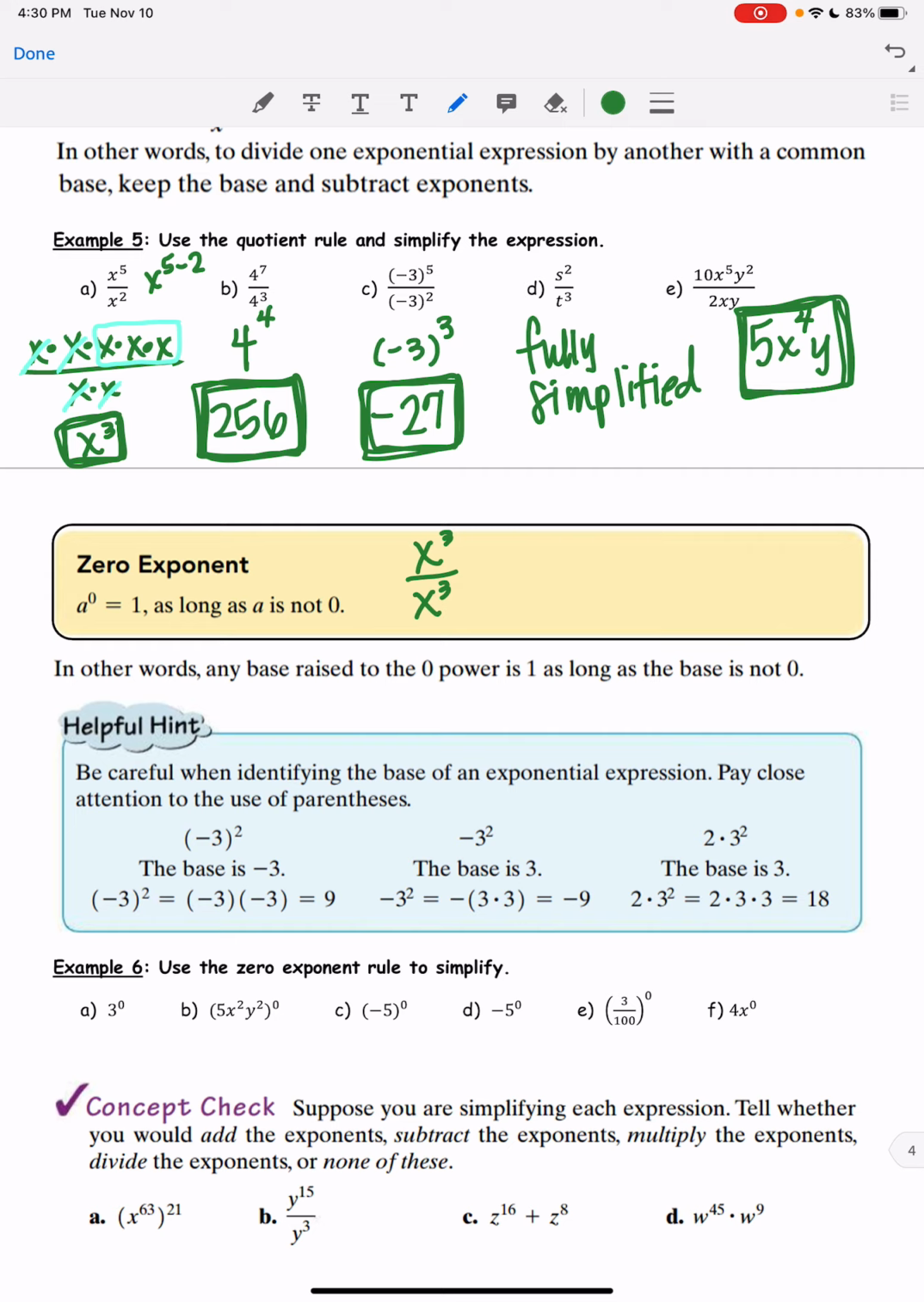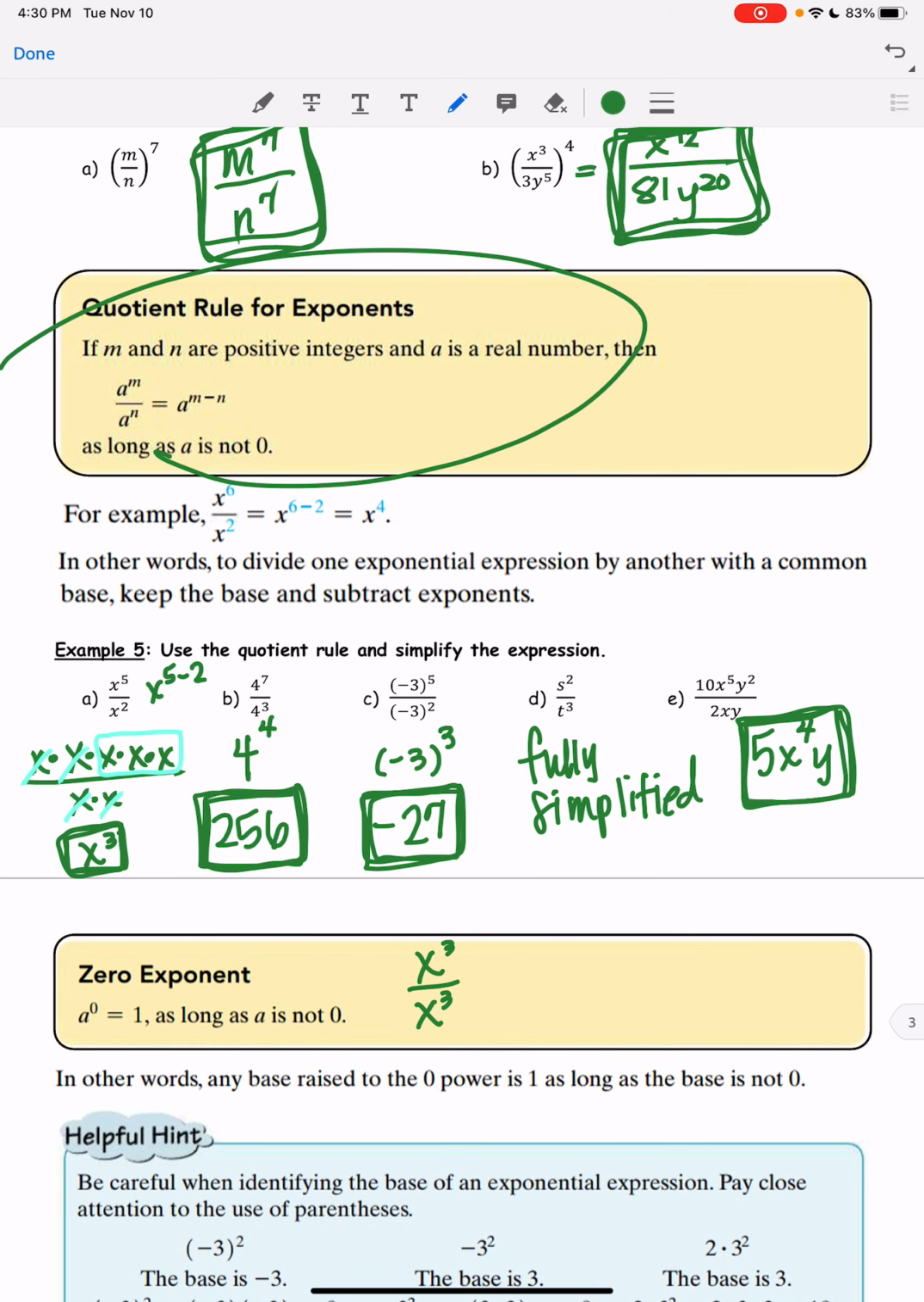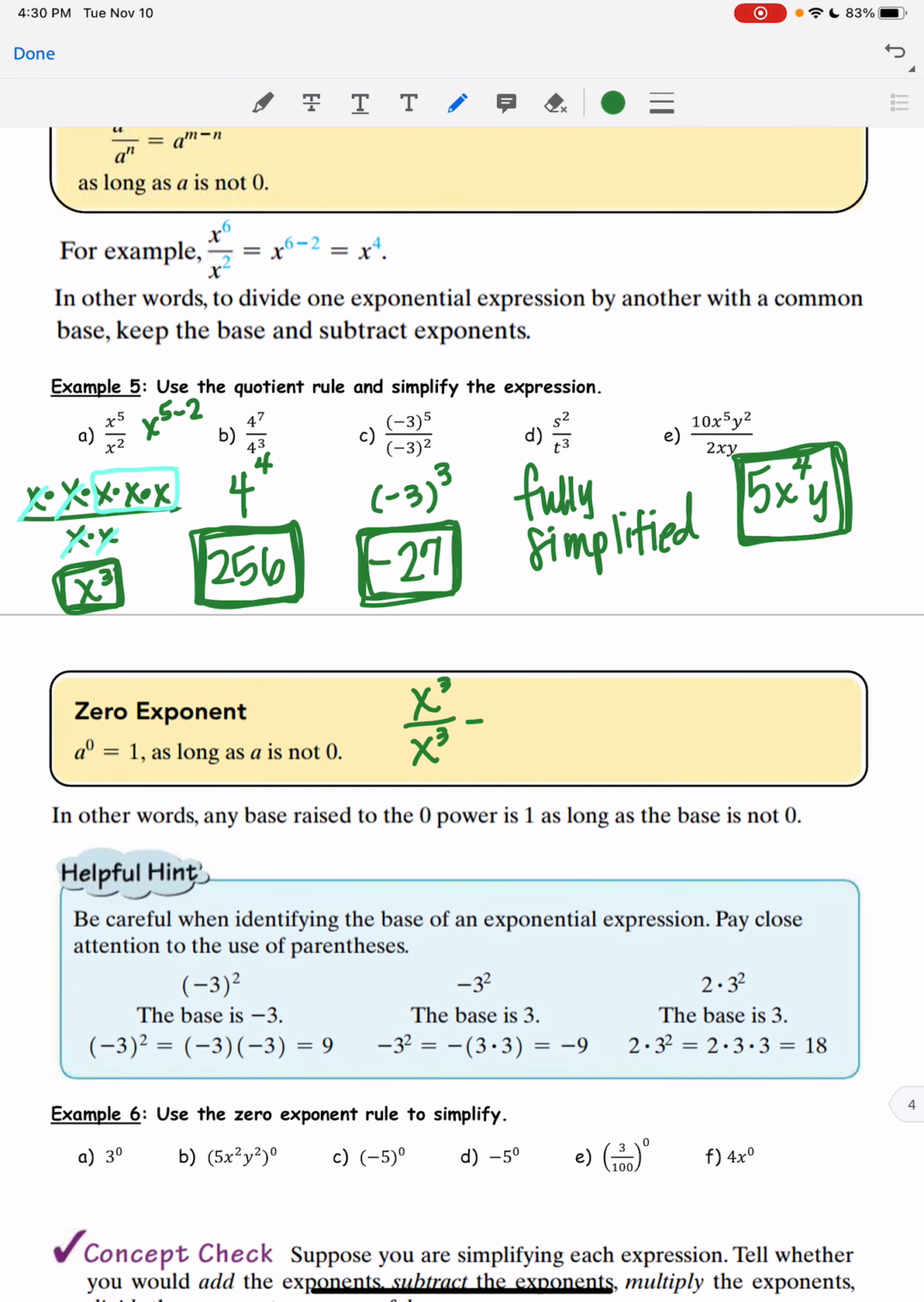If you use the quotient rule, 3 minus 3 is 0, and so therefore that equals 1. Right? Because this equals 1. And if this is equivalent to this, then these must be 1 as well. I guess I'll leave that up there.